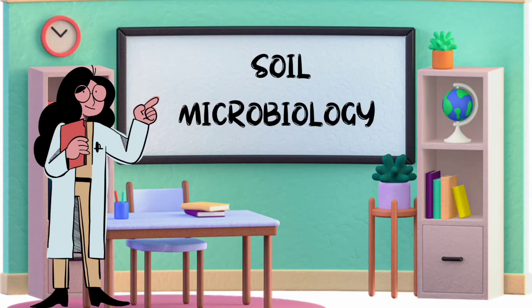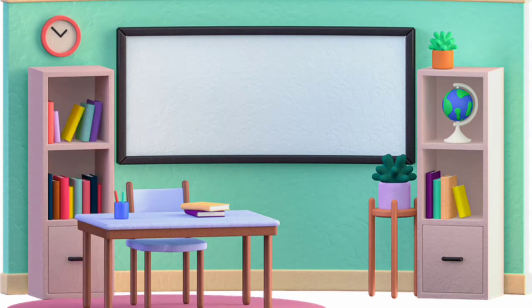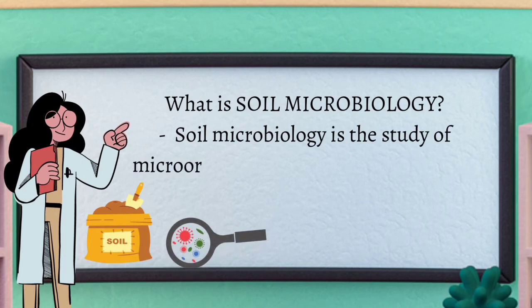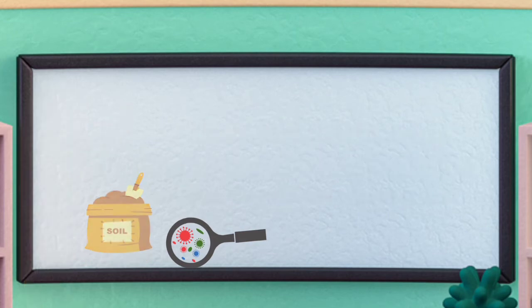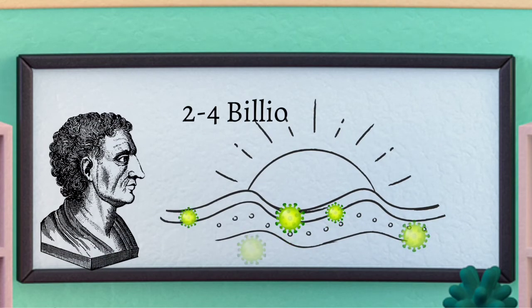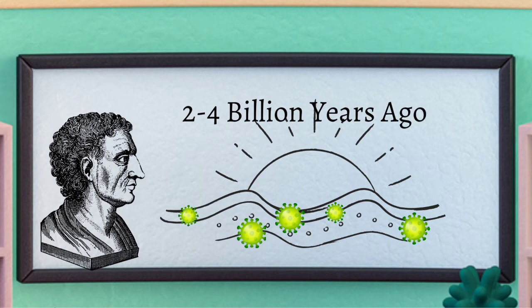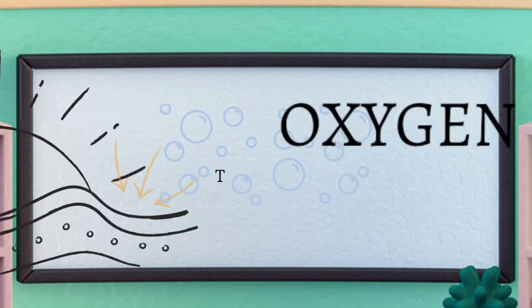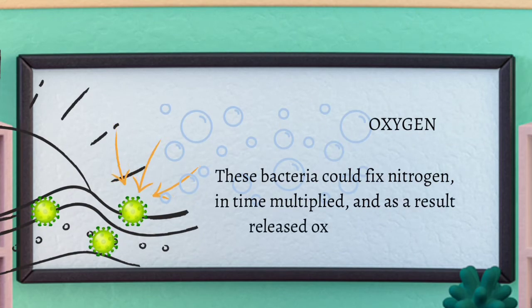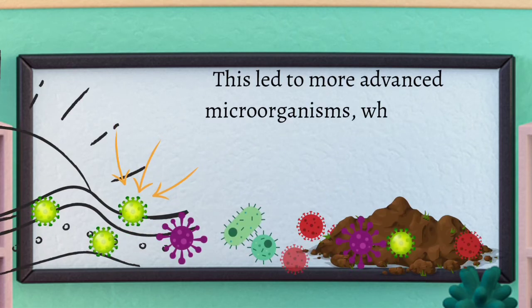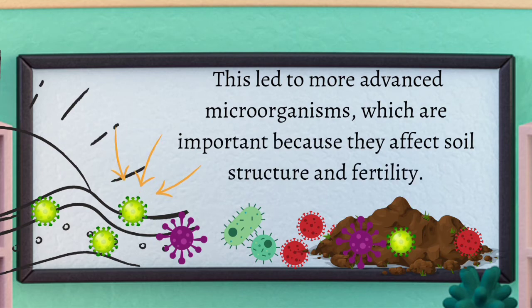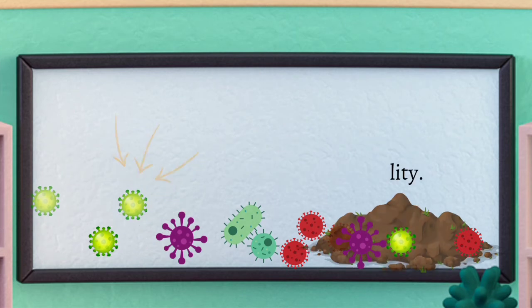Now, moving forward to our next topic, let's discuss soil microbiology. When we say soil microbiology, it is the study of microorganisms in soil, their functions, and how they affect soil properties. It is believed that between 2 and 4 billion years ago, the first ancient bacteria and microorganisms came about in Earth's ocean. These bacteria could fix nitrogen, in time multiplied, and as a result released oxygen into the atmosphere. This led to more advanced microorganisms, which are important because they affect soil structure and fertility.